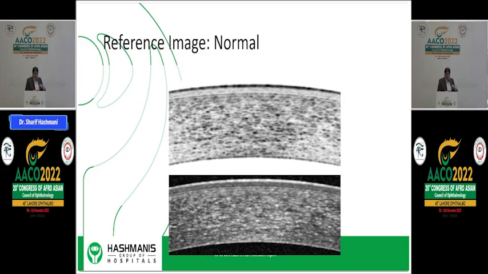So we took the B scan of the cornea, and this is the normal B scan of the cornea. This is the tear film. This is the cornea. This is the epithelium. This is your stroma, and this is your Bowman membrane. Here is the Bowman membrane, this is the stroma, and this is your epithelium. The white is the tear film. So this is just a reference of a normal person.